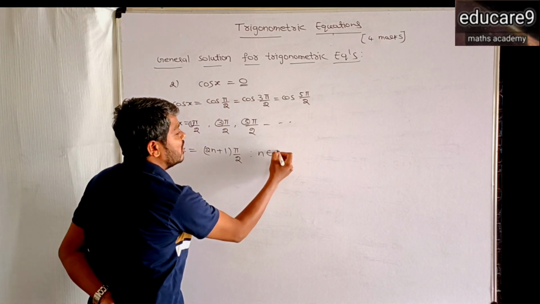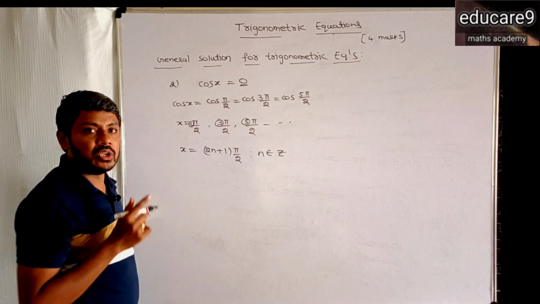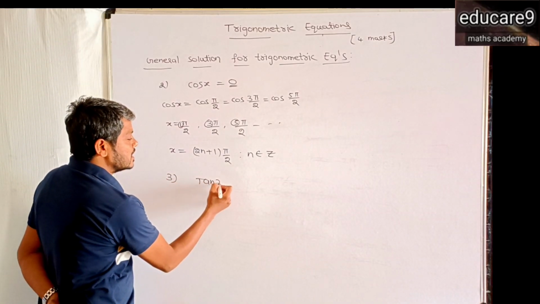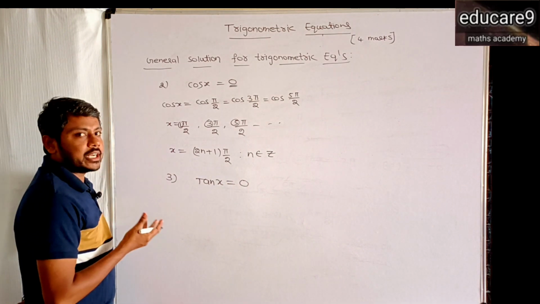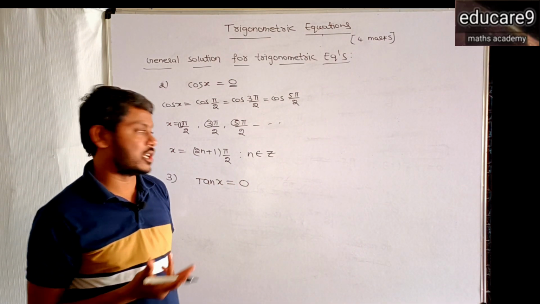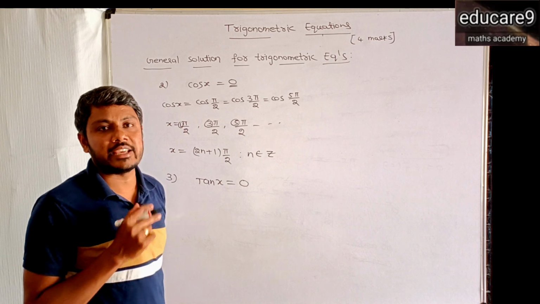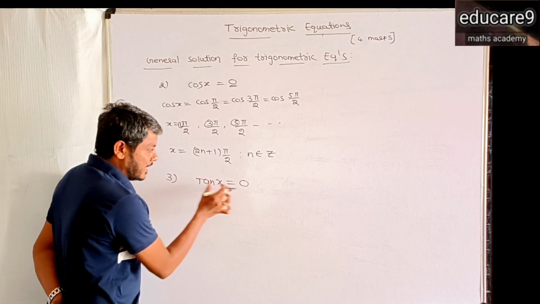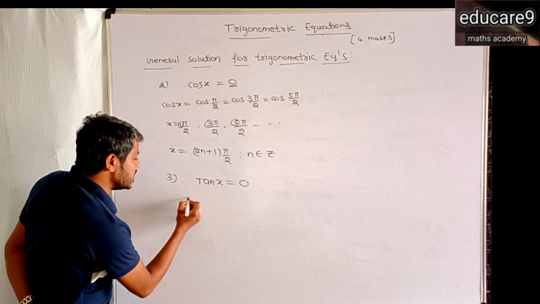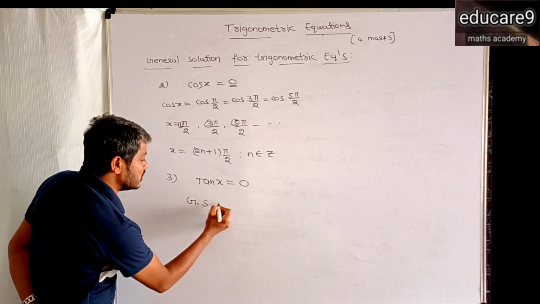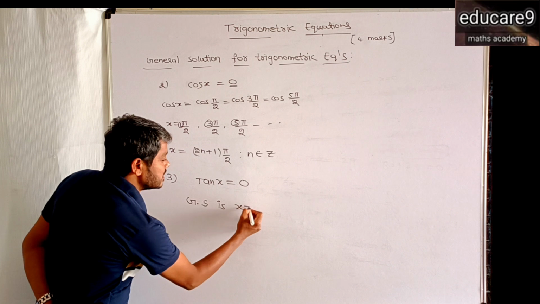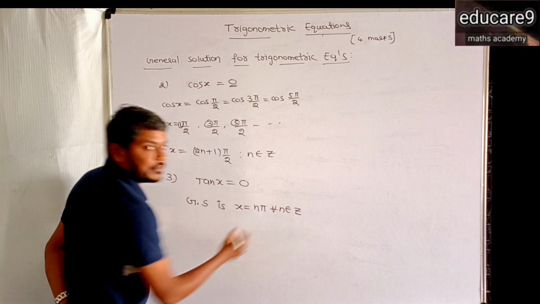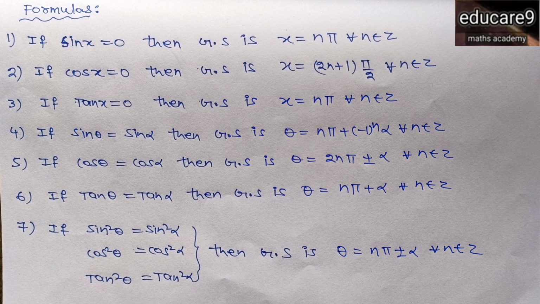Here also, n is what? An integer value. Next, the third one, tan x is equal to 0. We know that tan x can be written as sin x by cos x equal to 0. From this again we will get sin x equal to 0. So clearly for sin x equal to 0 and tan x equal to 0, the general solution is the same. So the general solution is x is equal to n pi for all n belongs to Z. Please go through these formulas.